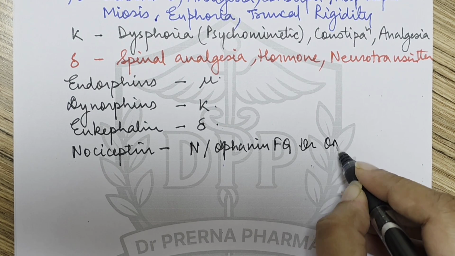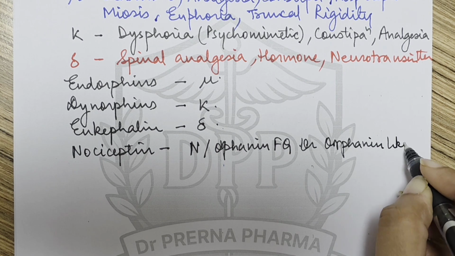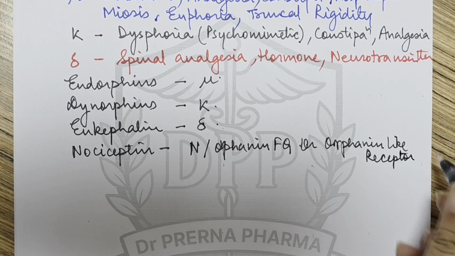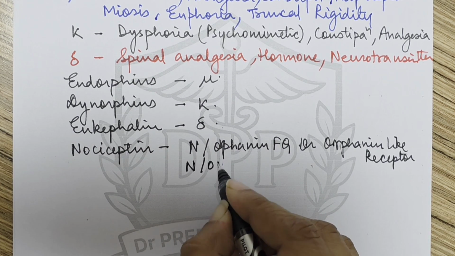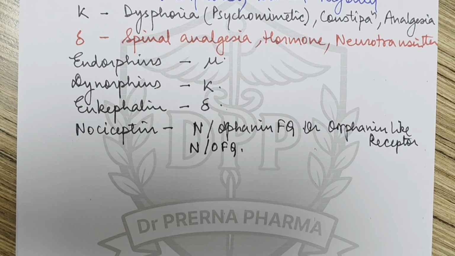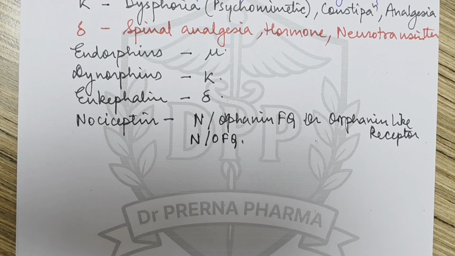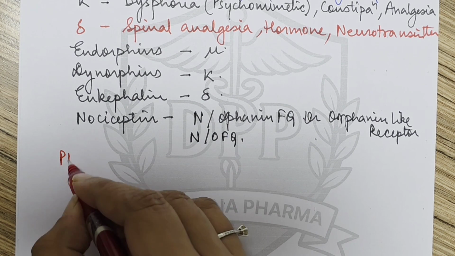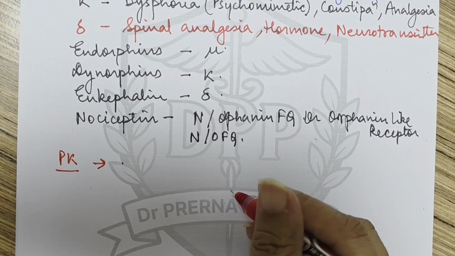Or you can say it is the orphanin-like receptor, so we also write it as NOFQ. Nociceptin is a new endogenous peptide which acts on this particular receptor. Okay. Next, what are the pharmacokinetic characteristics? Let's see the pharmacokinetic characteristics.